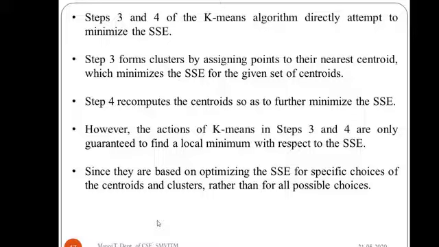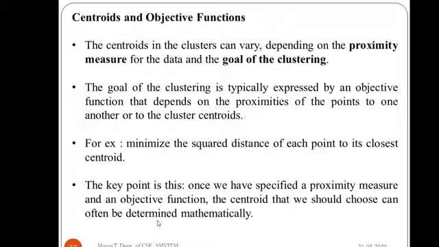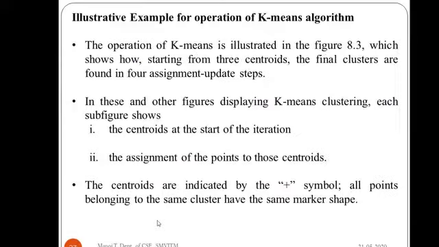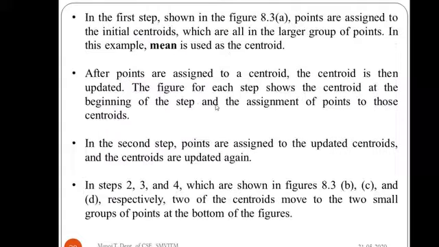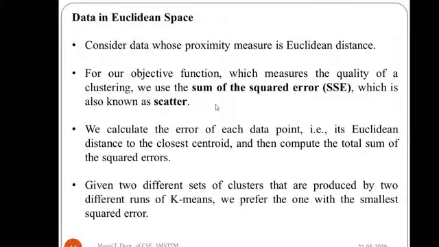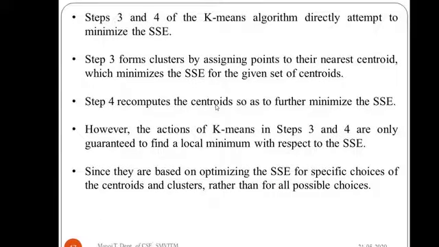So steps 3 and 4 of the k-means algorithm directly attempt to minimize the SSE. Where are these steps 3 and 4? That is this one we are talking about. Steps 3 and 4, form k clusters, recompute centroids. All these are actually working to minimize the sum of squared errors. Step 3 forms the clusters by assigning the points to the nearest centroid, which minimizes the SSE for the given set of centroids. Step 4 recomputes the centroids so as to further minimize the SSE.